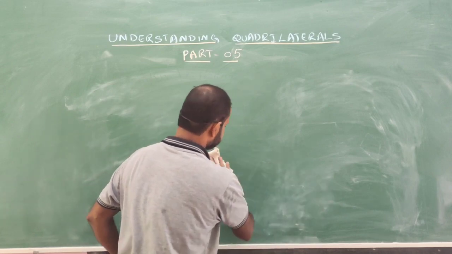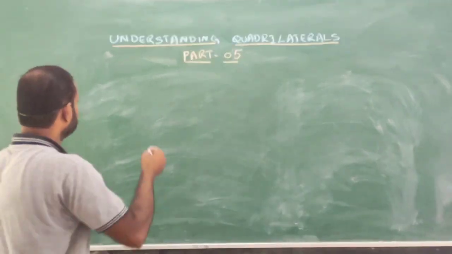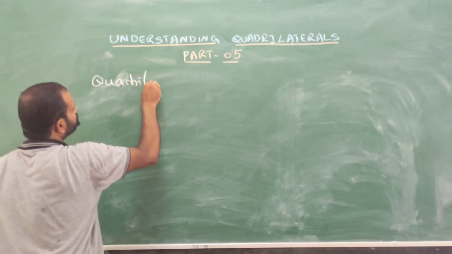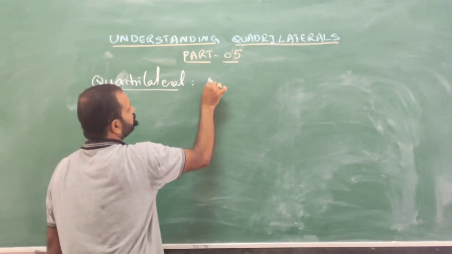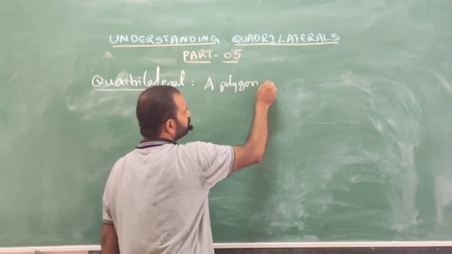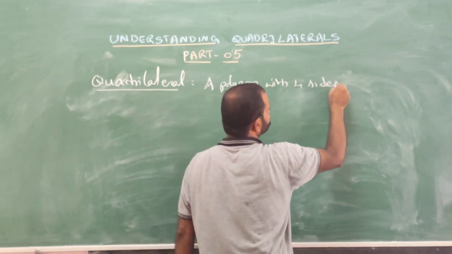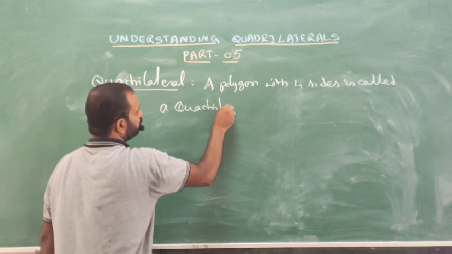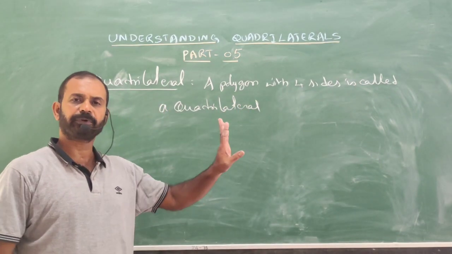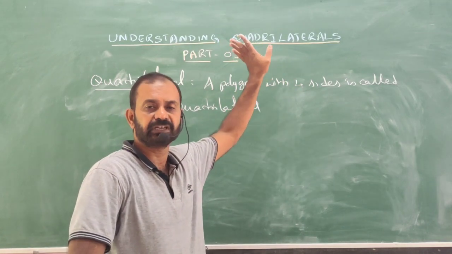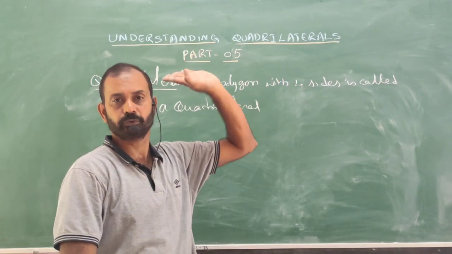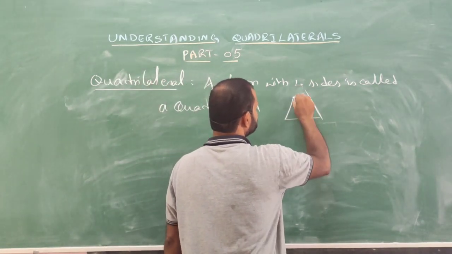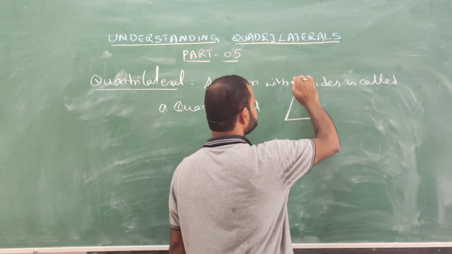So that is quadrilateral. You can define it in terms of a polygon. So the first one is quadrilateral. A polygon with four sides is called a quadrilateral. There are no other properties. Polygon means it is a simple closed figure. That's all. A simple closed figure having four sides, then that figure is called a quadrilateral. So how will the pictures be? You can draw any way, whichever you feel. A closed figure with four sides.